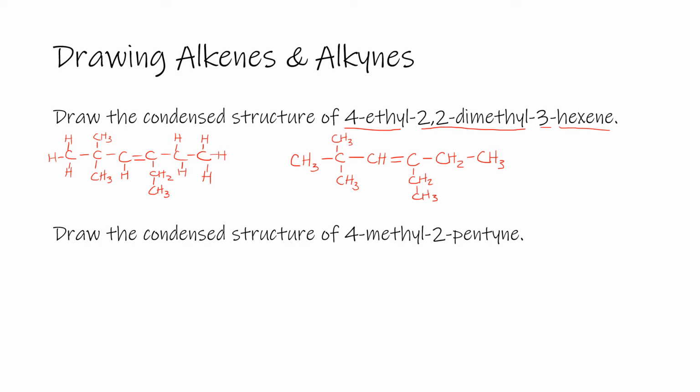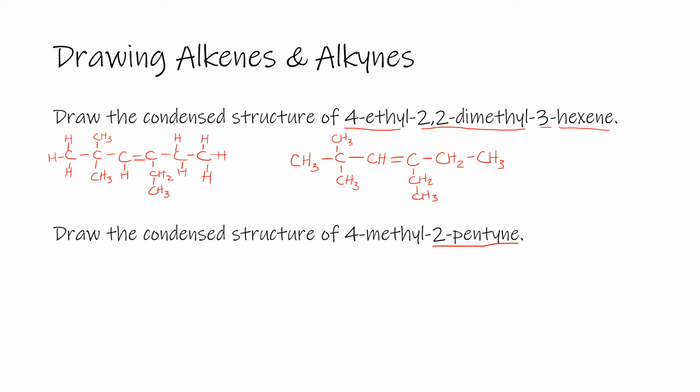Let's look at one more example. Here we have draw the condensed structure of 4-methyl 2-pentyne. So again, just like before, we're going to start with our main chain. So that's the last part of this name. Pent tells us there are 5 carbons. The Y-N-E ending tells us that it has a triple bond, and that triple bond starts at carbon number 2.